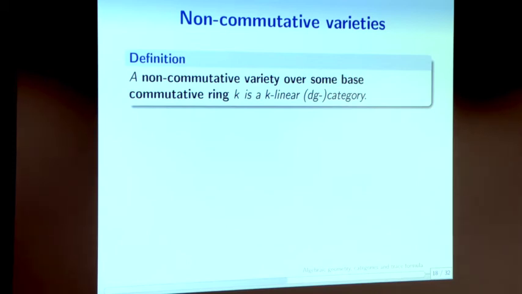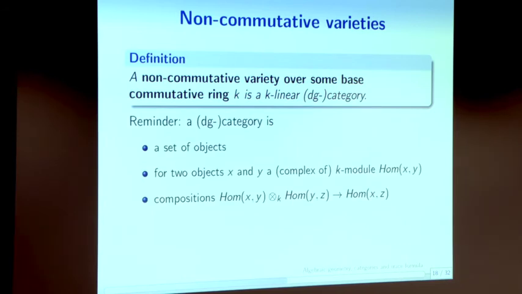So here's the definition. A non-commutative variety over some base, K, so K can be a ring. It's going to be a field at some point, but it can be a ring. It's just a K-linear category. I think I have some time to remind what it means. So it's a very simple data.